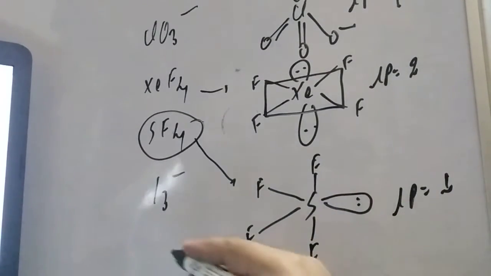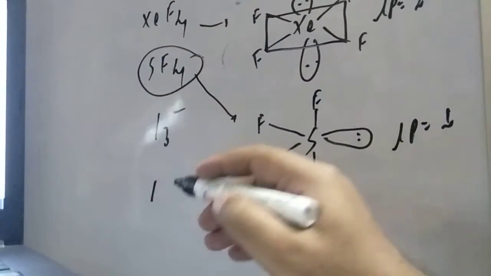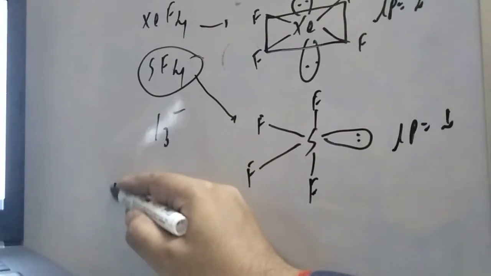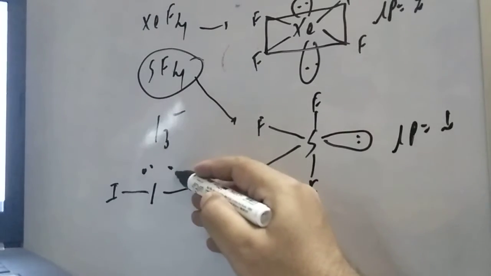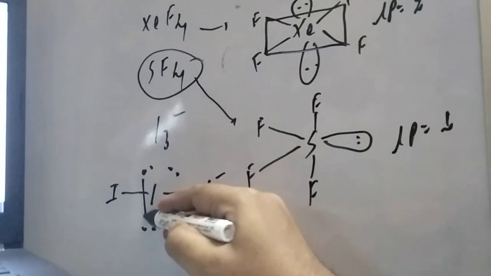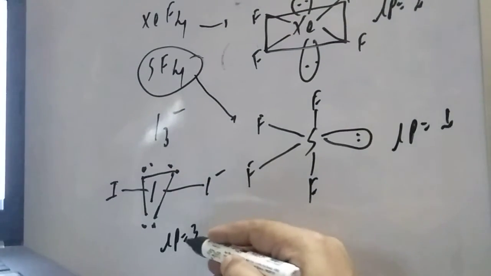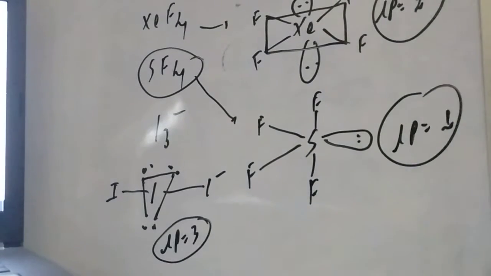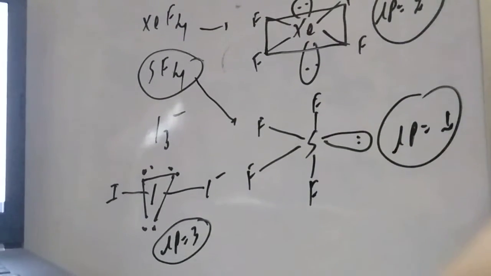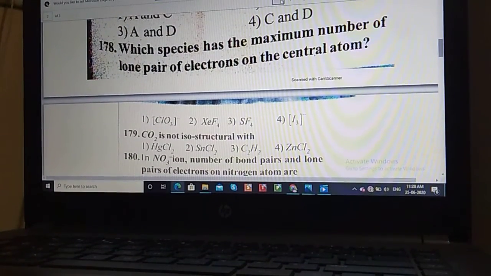If you talk about the I3 minus, student, this is a nice structure. The structure of I3 minus is like this. Here is the I and here is the I minus, and here are the lone pair electrons. If you talk about it, student, 3 lone pair electrons are there. So here our LP is equal to how much, student? This is 3. Here it is 1. So the maximum number of lone pair electrons is in which one, student? Option number 4, I3 minus. So you can go with option 4. 178, option number 4 is correct.